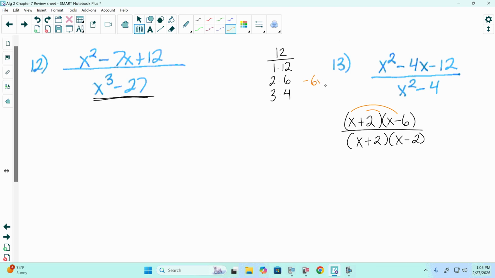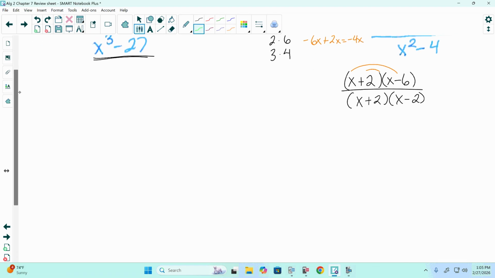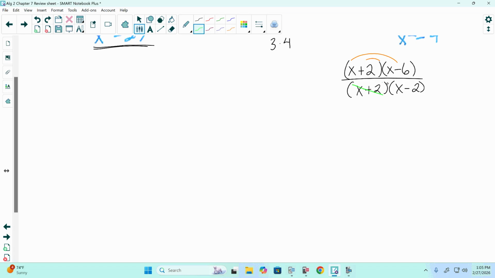x times negative 6 is negative 6x. 2 times x is plus 2x, giving us negative 4x, which is indeed the middle term that we wanted. And since we have it factored correctly, we actually have an x plus 2 in common on top and bottom, leaving us with x minus 6 over x minus 2.